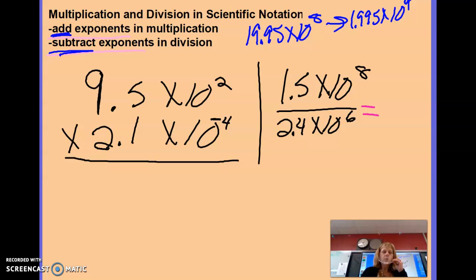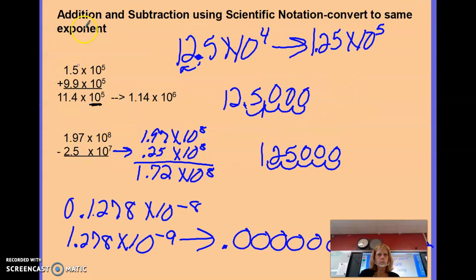Hey chemistry students, we left off yesterday talking about significant figures and scientific notation, and how to use addition and subtraction and what we have to do in order to add and subtract. It was all about converting those exponents to be the same and then carrying it down and so on.